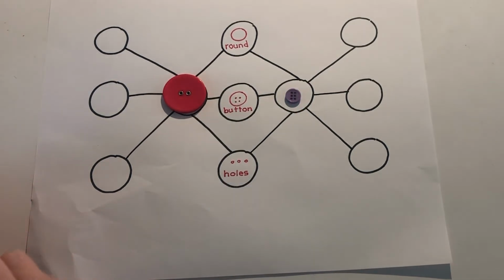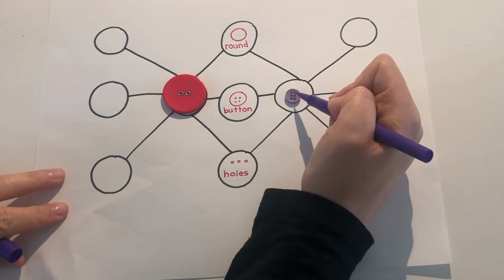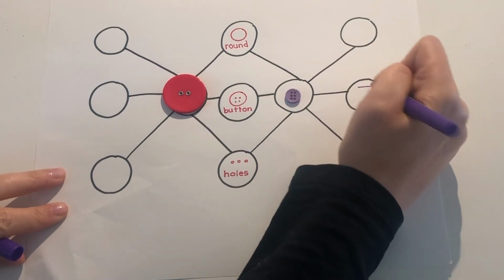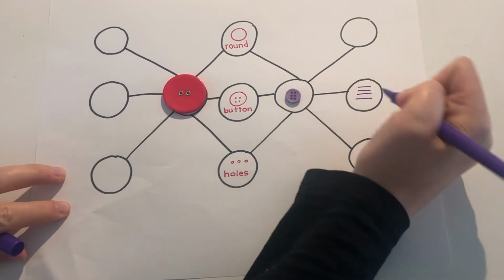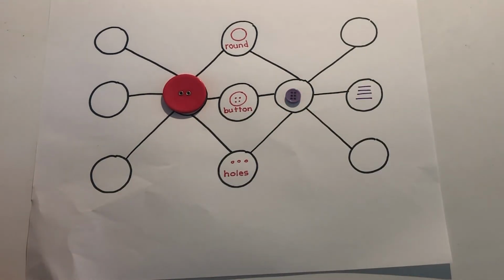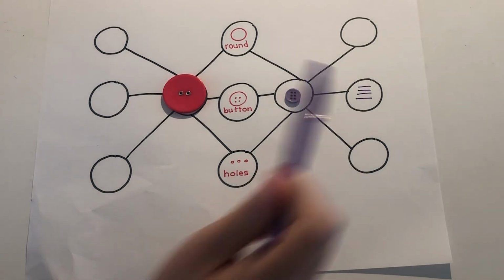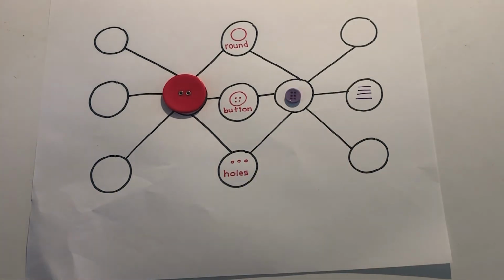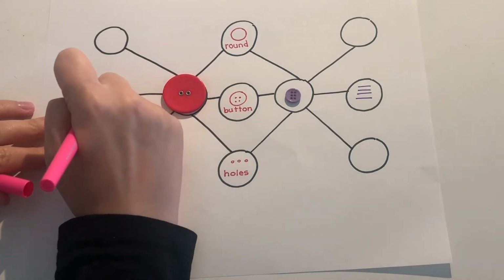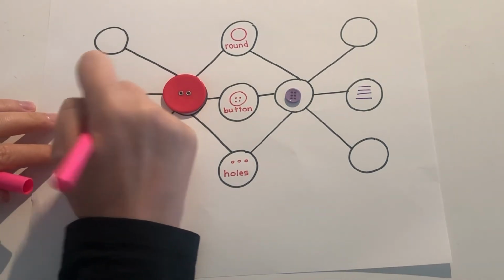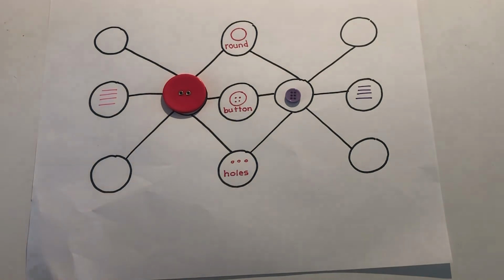Now I'm going to look for differences. One difference I notice is the color. I notice that one button is purple and one button is pink. This button is purple. I'm going to draw purple lines to represent its color. That's how I'll know that this button is purple. I'm going to draw pink lines over here to represent the pink button's color.